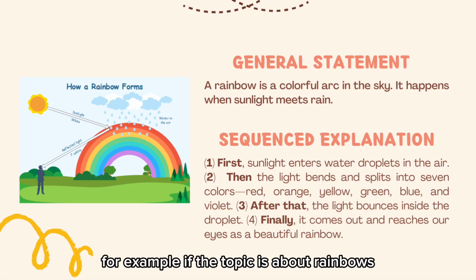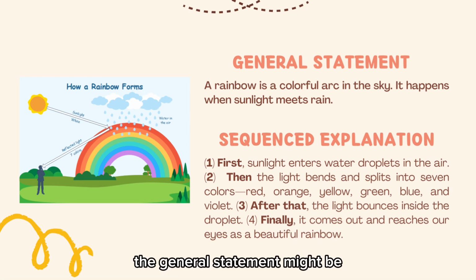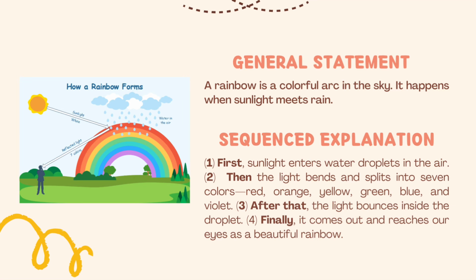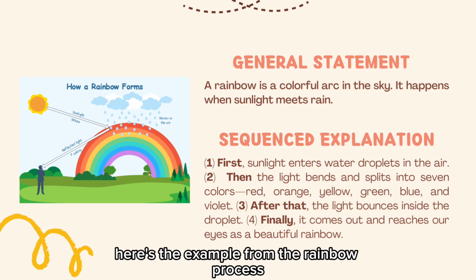For example, if the topic is about rainbows, the general statement might be, a rainbow is a colorful arc in the sky. It happens when sunlight meets rain. That's the introduction. Now the process. After the general statement, the text continues with a sequenced explanation. Here's the example from the rainbow process.